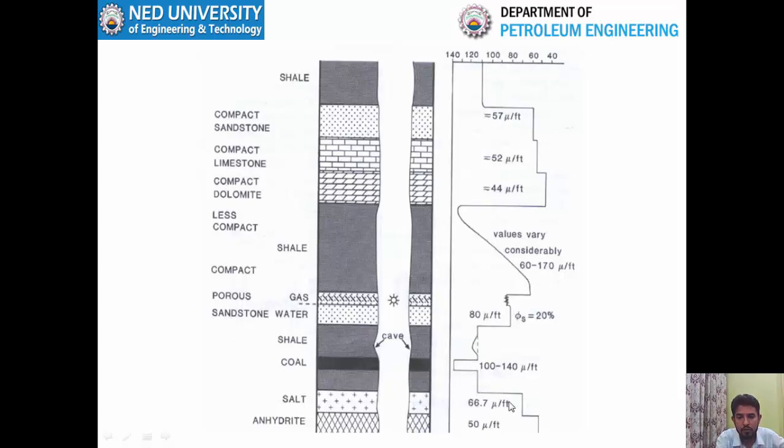Salt and anhydrite have fixed values. Anhydrite is generally nonporous and impermeable, so against anhydrite you will have a value of around 50 microsecond per foot. Against salt, you will have a fixed value of around 66.6 microsecond per foot. So these are the common responses of transit time against these lithologies.